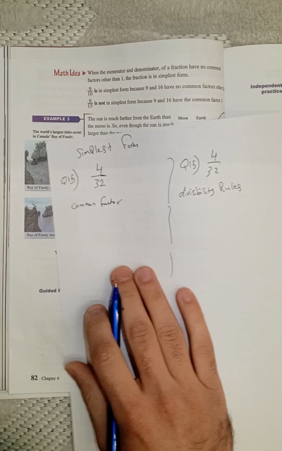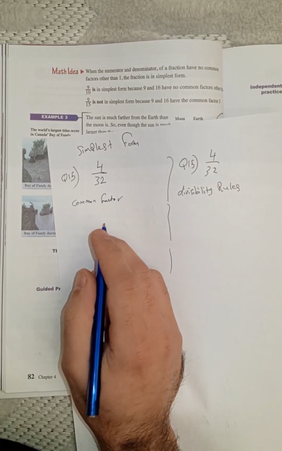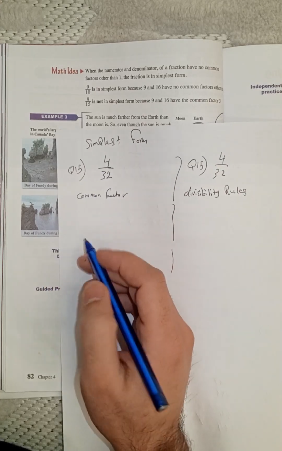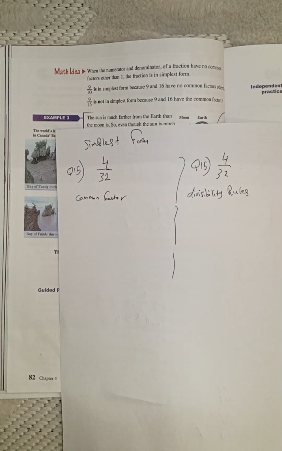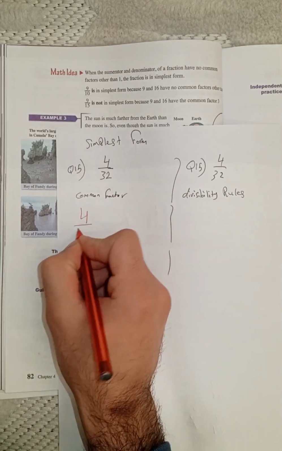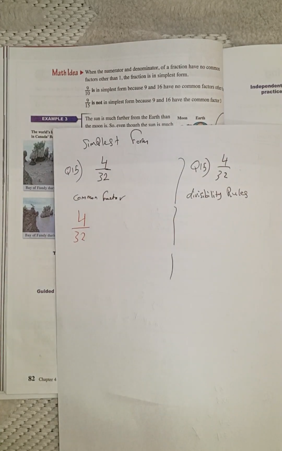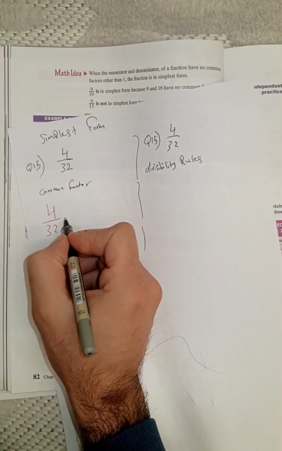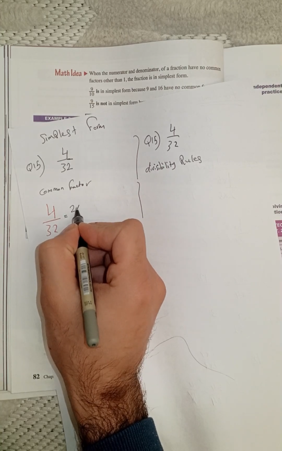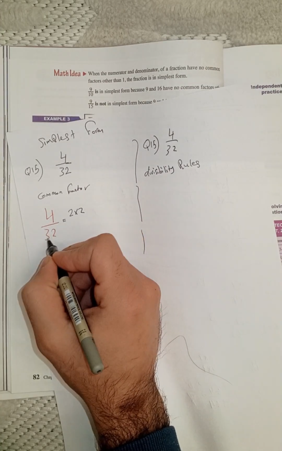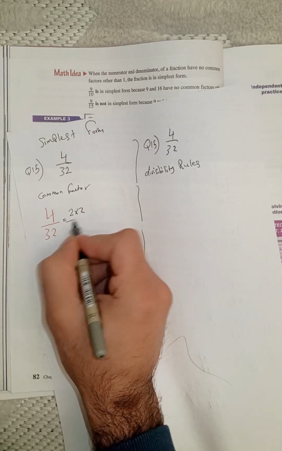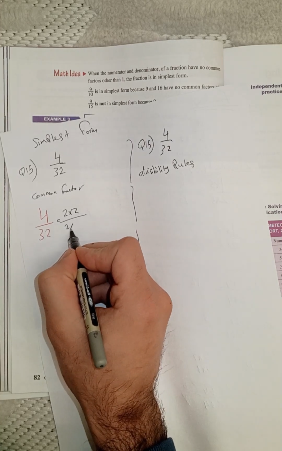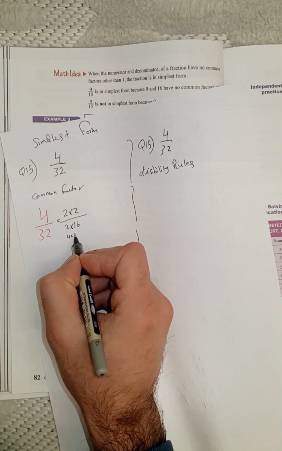so let's say common factor. What does factor mean? When you multiply numbers, these numbers are called the factors. For example, what are the factors of 4 and 32? What are the factors of 4? It means what number multiplied by what number is 4. 2 times 2, right? Okay, what about 32? What number multiplied by what number is 32? We know 2 times 16, and 4 times 8, right?